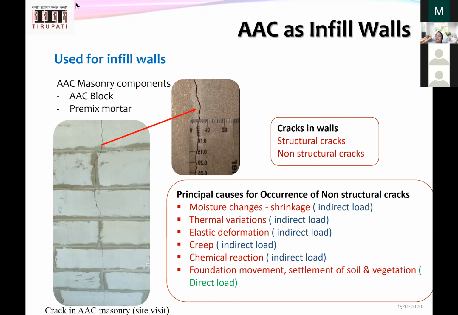So thermal variation, elastic deformation due to some indirect loading, can be causes, and also creep. But as it is not a structural crack, we can rule out creep, because there is no direct, sustained loading, though there is always an indirect load. Then there could be some chemical reaction, because the material is not explored that much. And foundation settlement: in this building, there is no foundation movement or settlement of soil. So it's not a cause of direct loading. Either moisture change or thermal variation would be the reason for it.